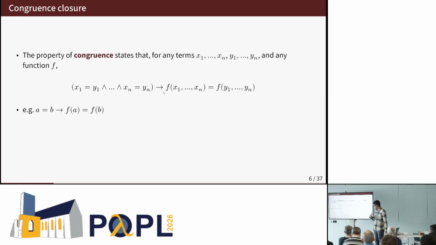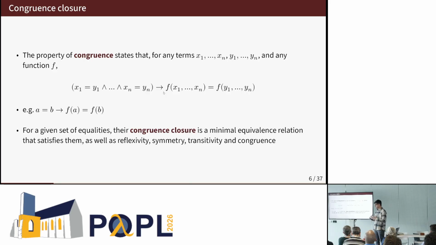So more formally, we can say that the property of congruence states that if you have two sets of terms and we have an arbitrary function applied to those terms, we say that the function applications are equal if the arguments are pairwise equal. So more concretely, if A equals B, we can derive that f of A equals f of B for any arbitrary function f. Additionally, we can define that for a given set of equalities, their congruence closure is the minimal equivalence relation that satisfies these equalities and is also closed under this congruence property.